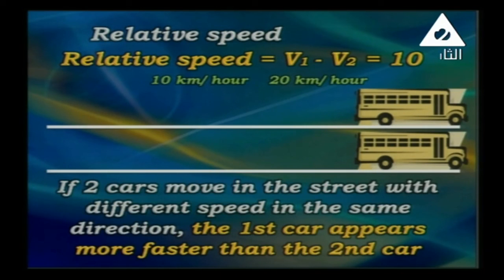So the two cars move in the street with different speeds in the same direction. The first car appears faster than the second car. But in the second case, the second car appears slower to the first car. Why? Because I need to calculate the relative speed of the first car to the second car, or the second car to the first car. It's also like this.